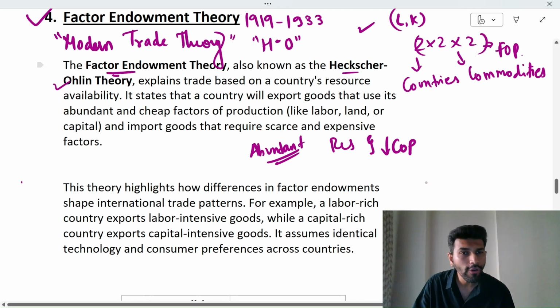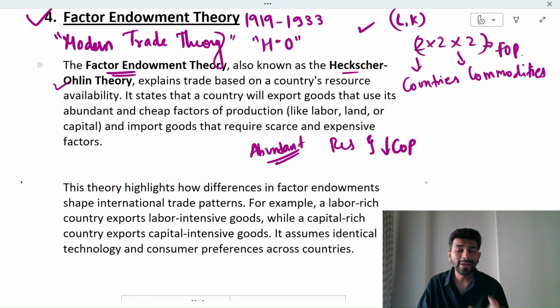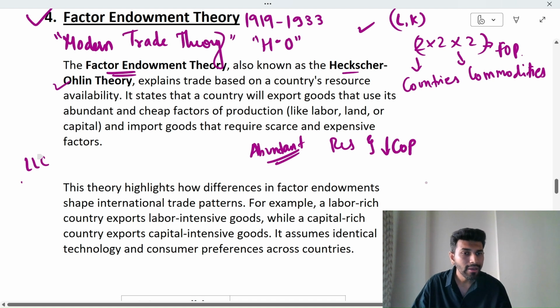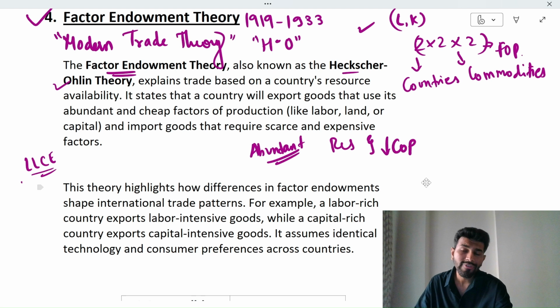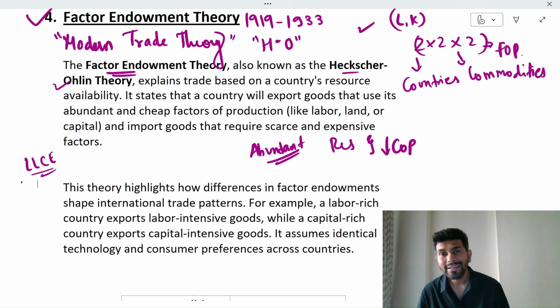So what is the meaning of factor endowment? It depends on all factors of production like land, labor, capital, and entrepreneur. And a country with large factor endowment is financially better than a country with less factor endowment. For example, India is a labor abundant country. China is a labor abundant country. USA is a capital abundant country. Capital means technology.